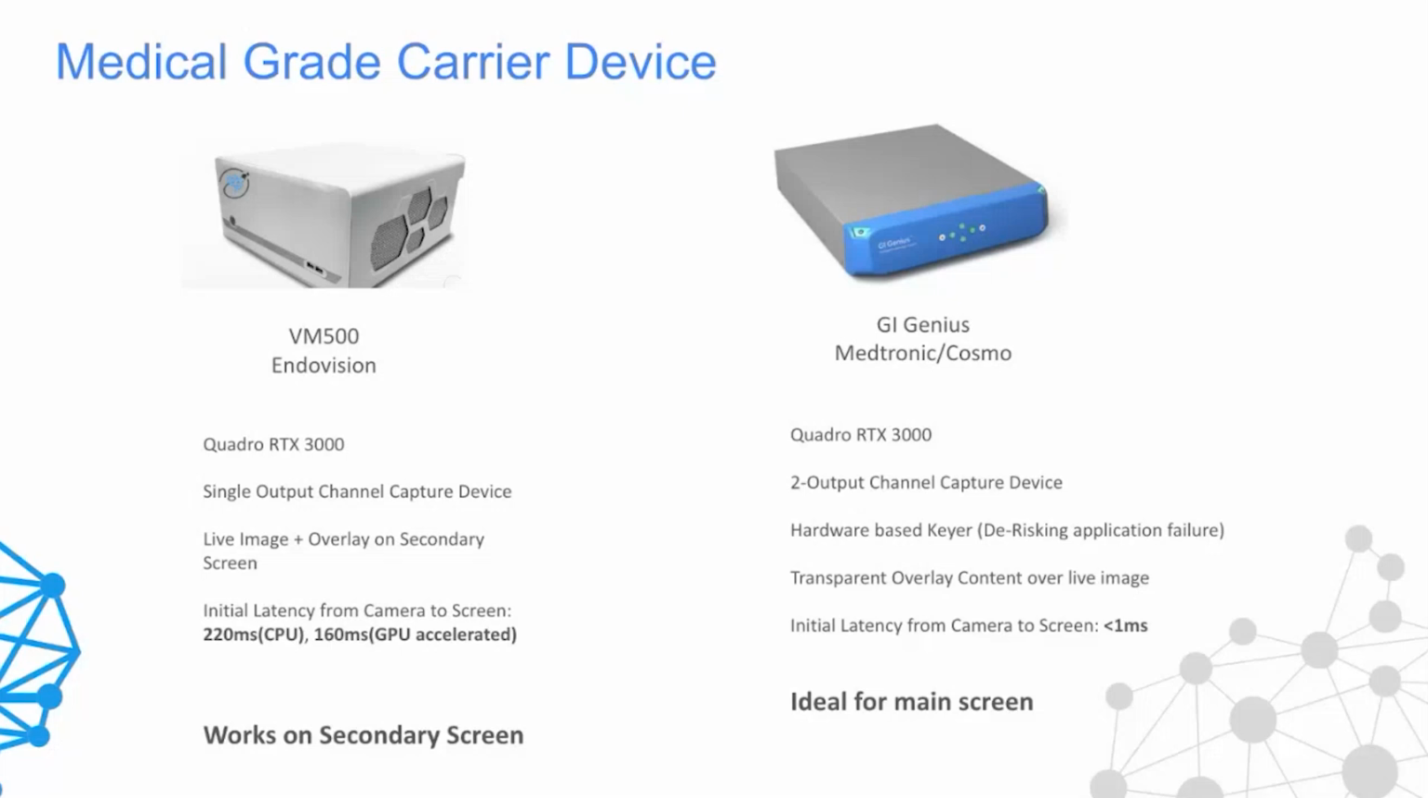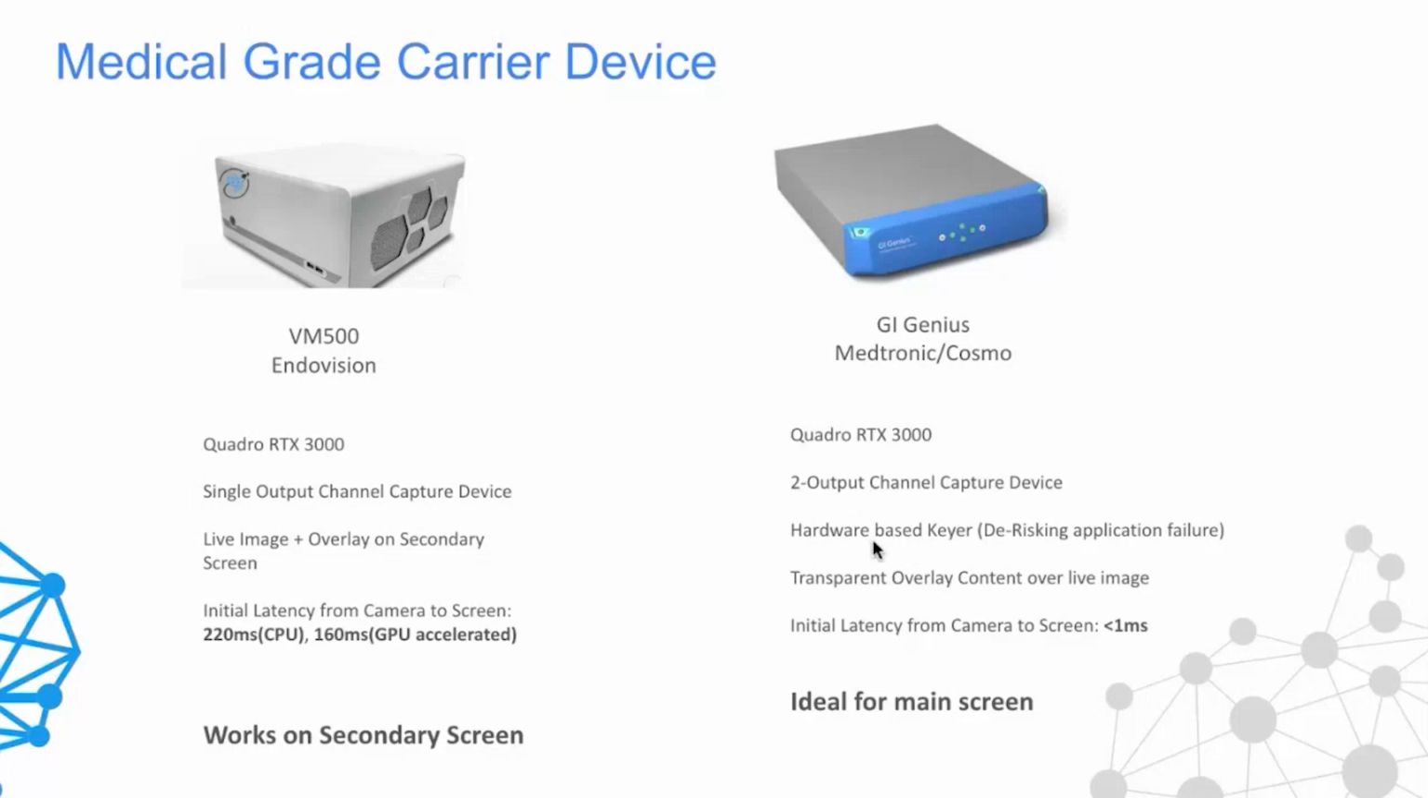It has an initial latency of 220 milliseconds, which is okay for a secondary screen, but it is not possible to put this on the main screen because of this limitation. On the other hand, the GI Genius device has a two output channel capture device and a similar GPU. But most importantly, it has a hardware-based keyer implemented in the capture device.